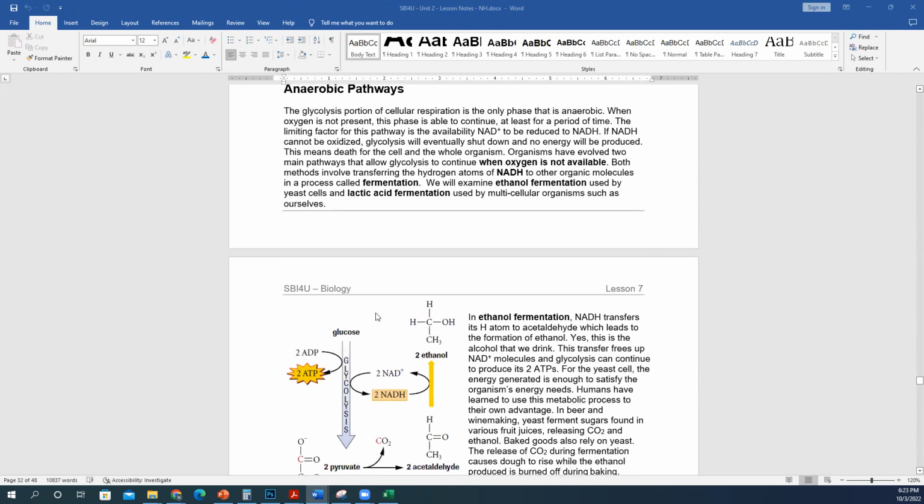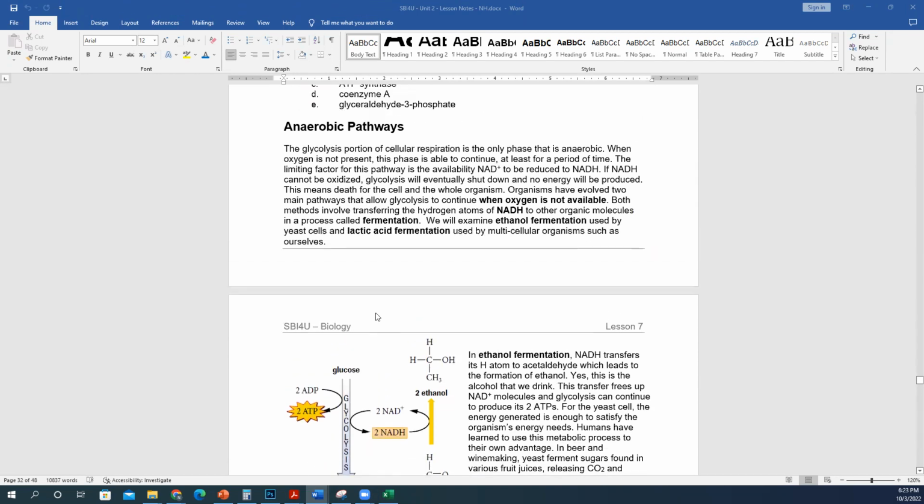So if we go back to our notes, as long as you have NAD plus available, it can be reduced to NADH. And if you have NADH that cannot be oxidized, glycolysis will eventually shut down and no energy will be produced. And ultimately, this will mean death for the cell and eventually for the whole organism.